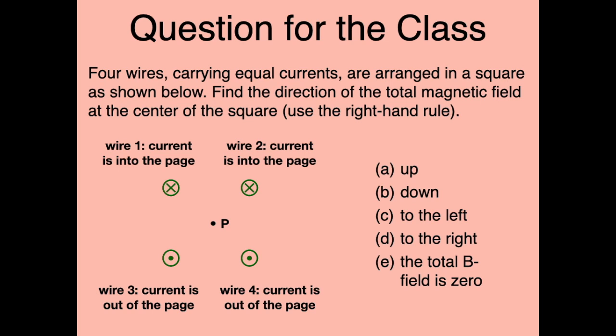not in terms of a number, but in terms of, is it going up? Is it going down? Is it going to the left? Is it going to the right? Or is it 0 because everything cancels out? So take a minute to try to work this out. Pause the video, and then we'll go over it.